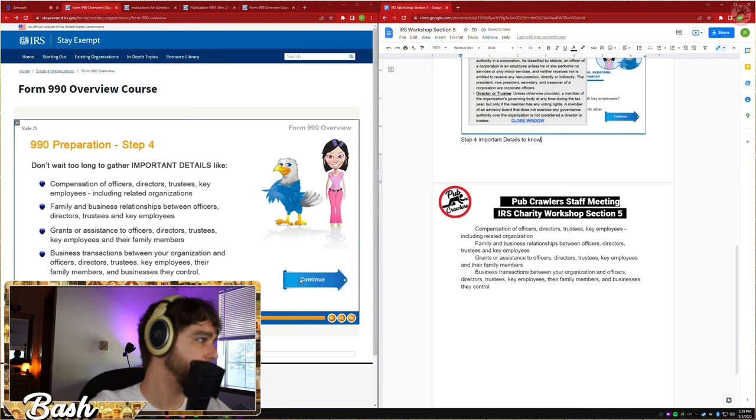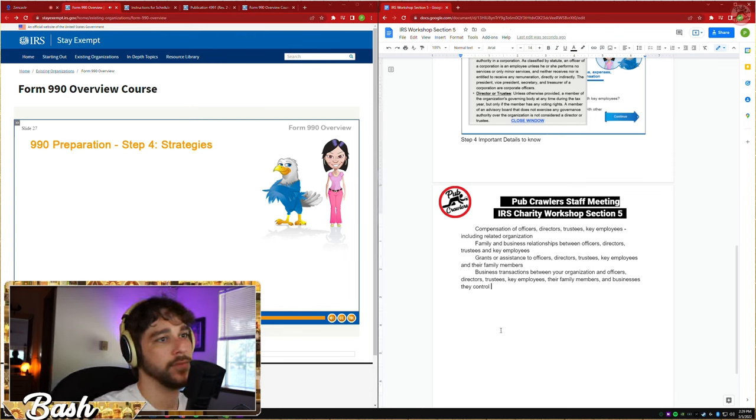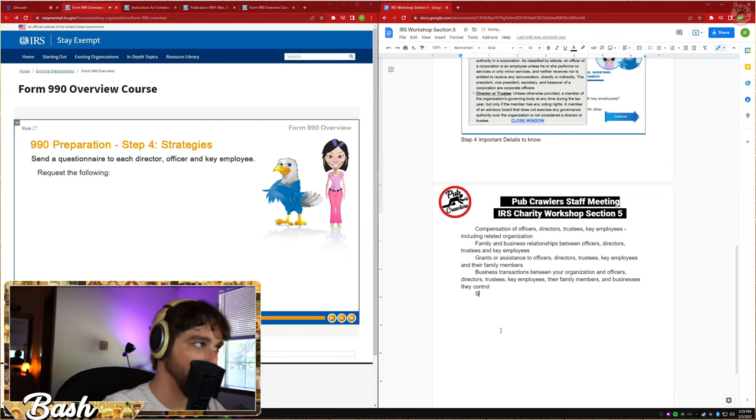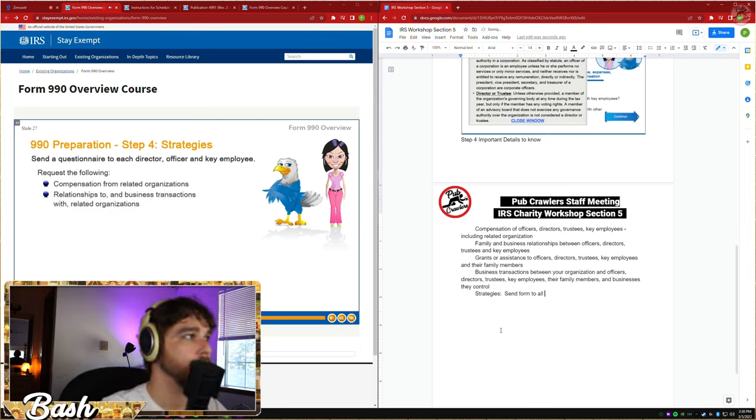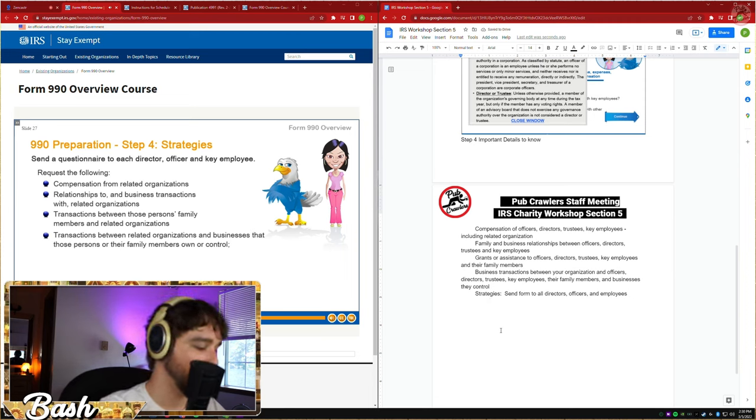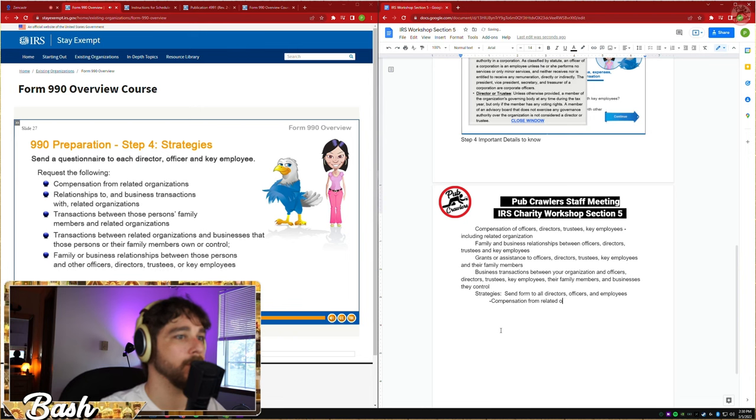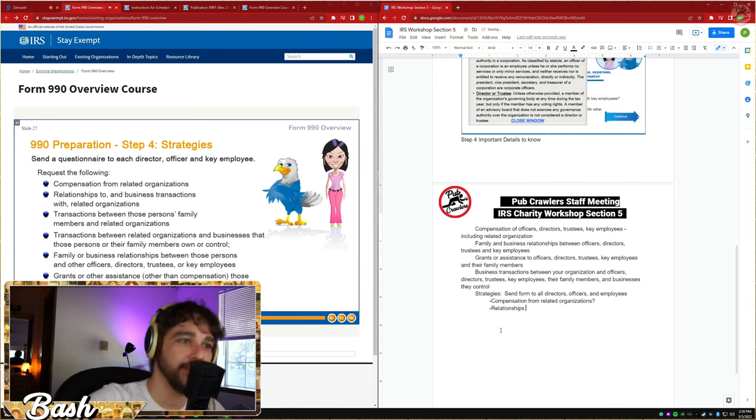All right, ready to go on the next one? Yep. An effective way to gather facts and figures for your Form 990 is to send a questionnaire to each director, officer, and key employee, asking them to reply with their compensation from related organizations, their relationship to and business transactions with related organizations, any transactions between those persons' family members and related organizations, or between related organizations and businesses that those persons or their family members own or control, any family or business relationship between those persons and other officers, directors, trustees, or key employees, and any grants or other assistance those persons or their family members receive from the organization.